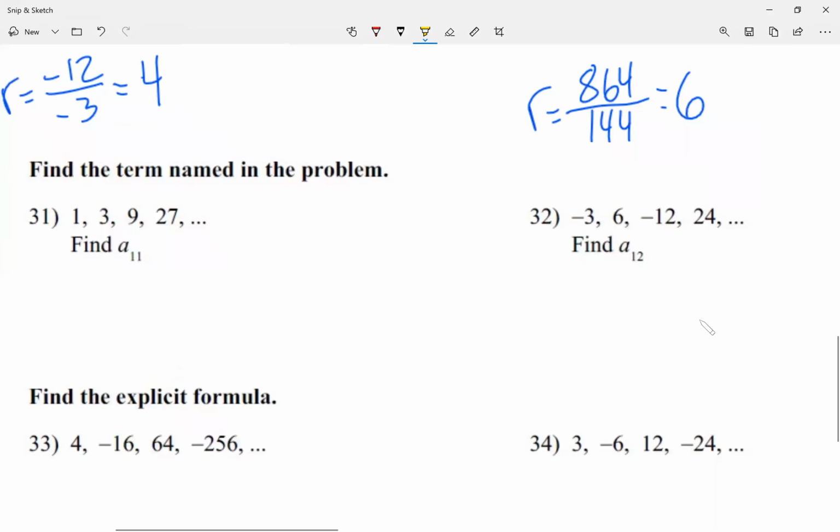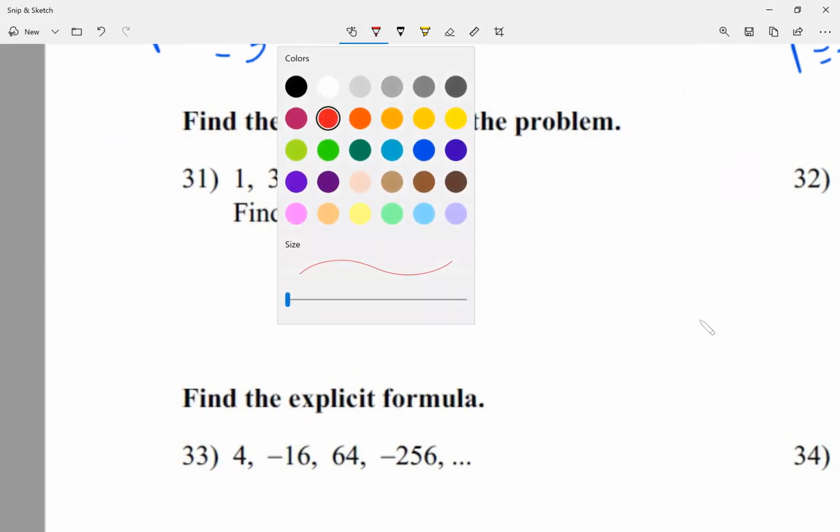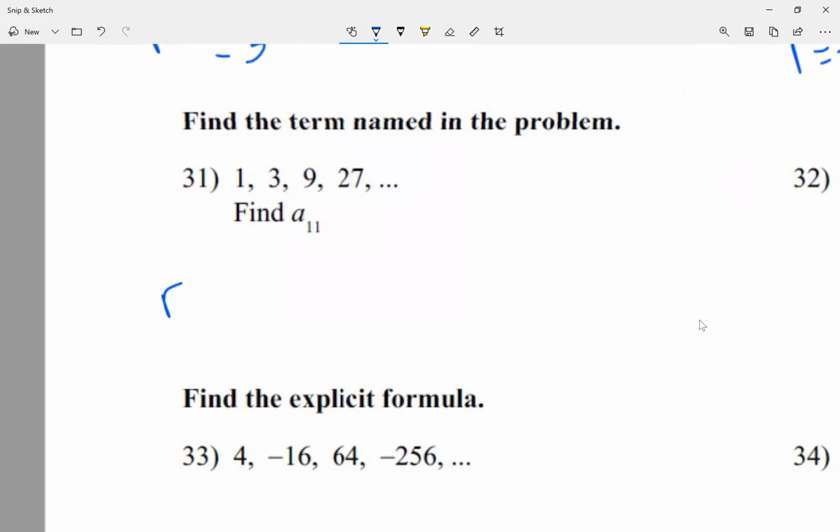Now let's take a look at question number 31. Let me find the ratio first. The ratio is very, very important. The common ratio. I'm going to use r for ratio. And the way I'm going to find out what's the ratio, I'm going to choose a number, I'm going to choose 9. I'm choosing a number from the list, and I'm going to divide it by the number before it. 9 divided by 3 is 3. So my ratio is 3.